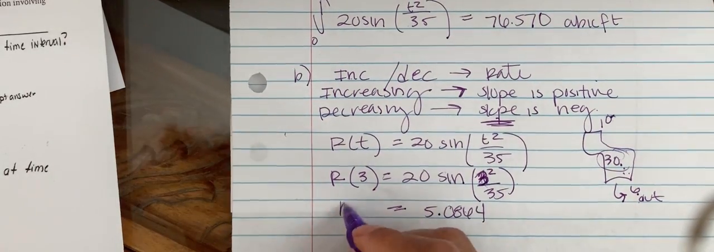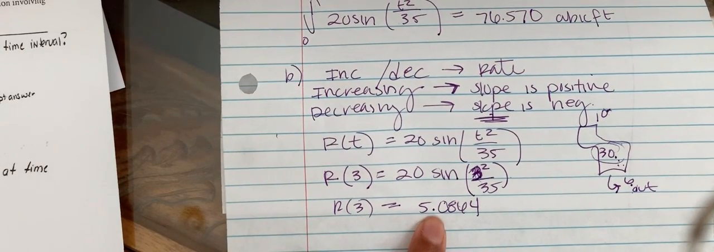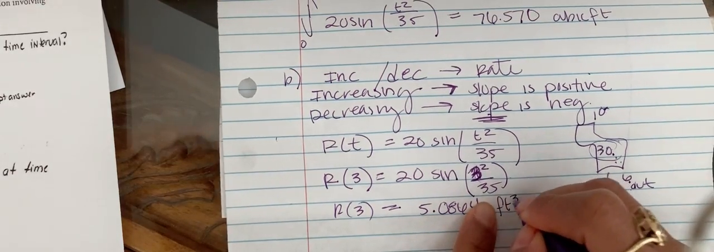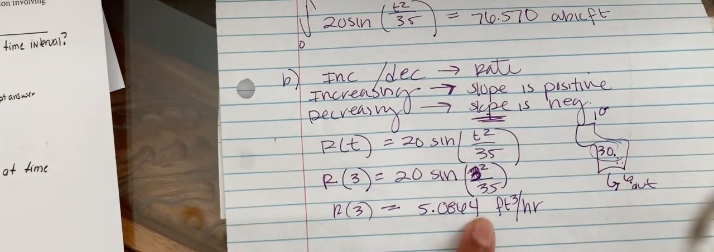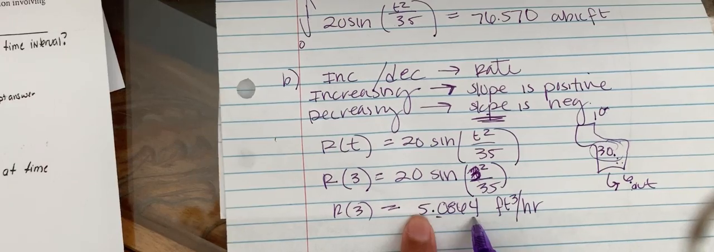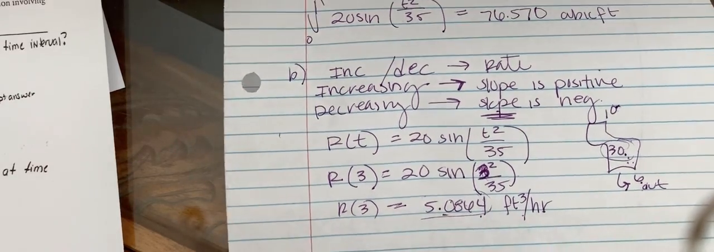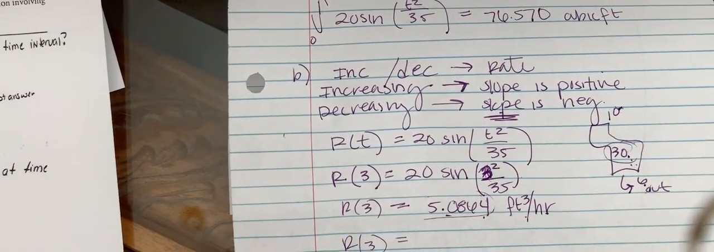That means at 3 hours, how fast is the water coming in? That means 5.0864 cubic feet per hour is coming in. That's how much water is going in. So an hour goes by, this is how much is going in. Another hour goes by, this is how much water is going in. But we also need to find out how much water is going out.